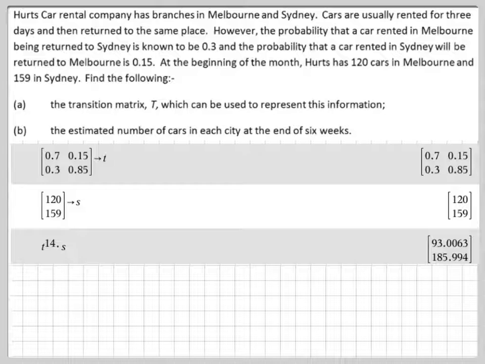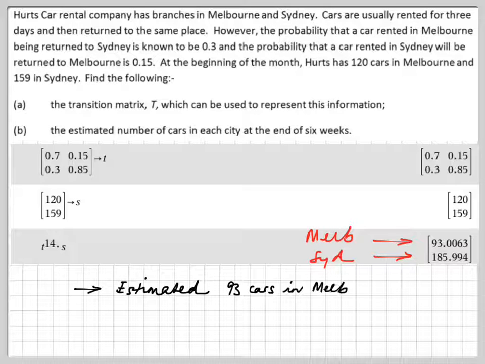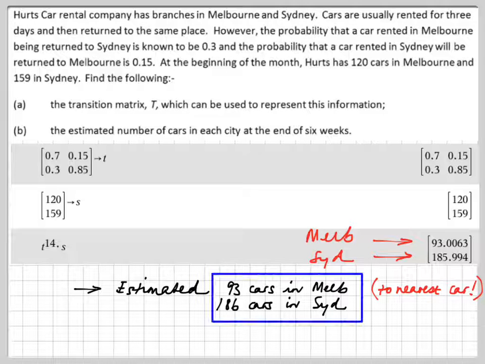Well, obviously you can't have 93.0063 cars. So you do it to the nearest car, just to make sense, yeah? So that's Melbourne, and that's Sydney. So our answer is the estimated number of cars in Melbourne is 93 and 186 in Sydney, and that's to the nearest car, okay? Hurrah to the nearest car. Thanks, Mr. Box. That's our answer, guys.